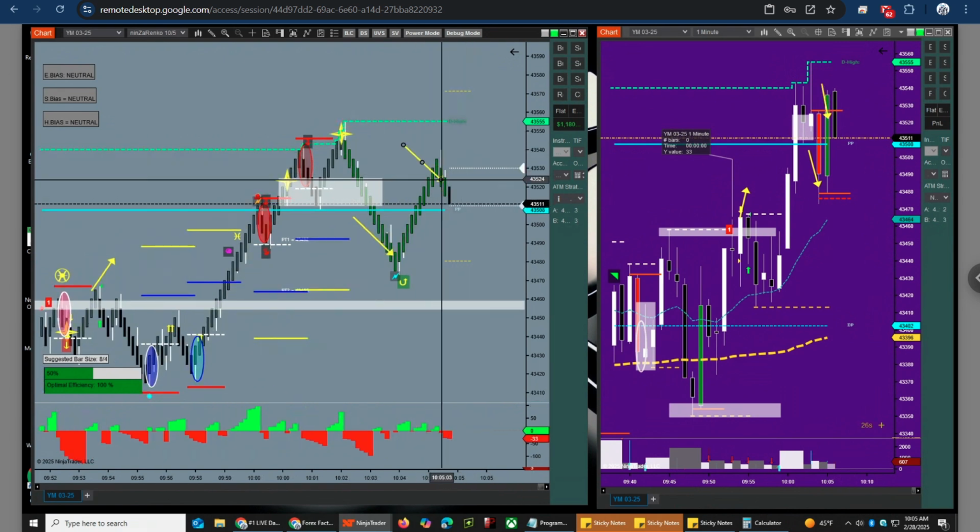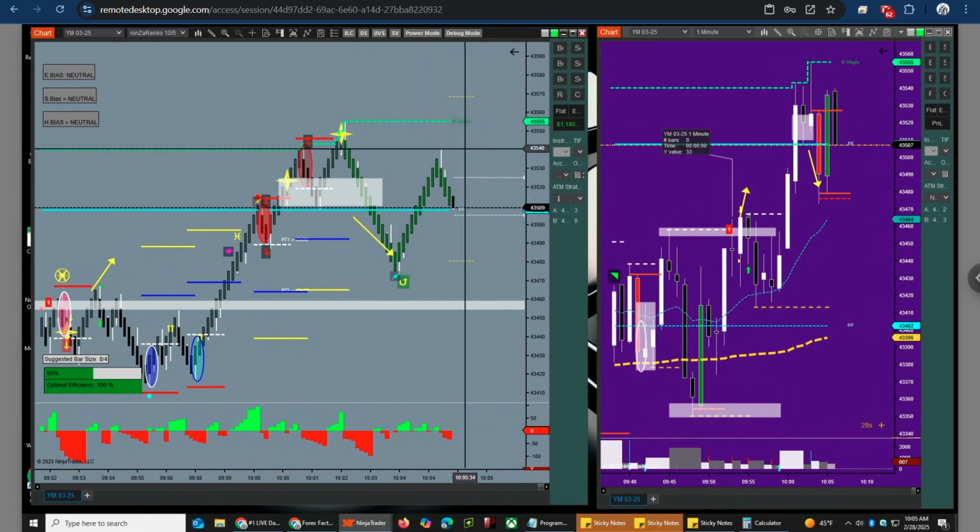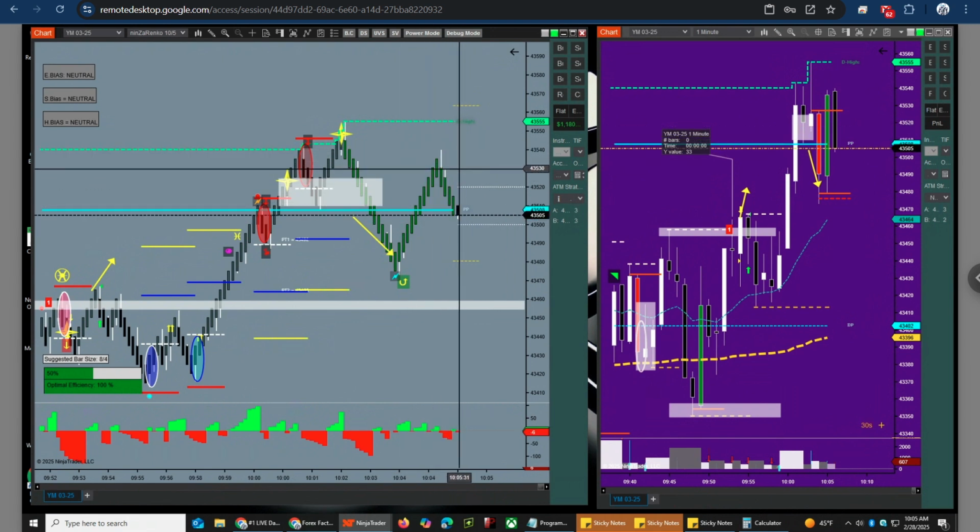See, it went up. Looks bullish. There's nothing I can do about it. All I can do is be patient. Wait for a proper signal and that's it.